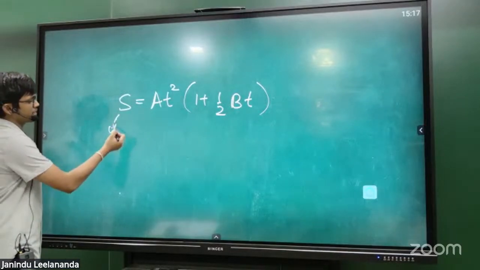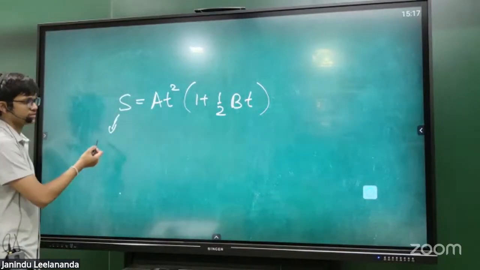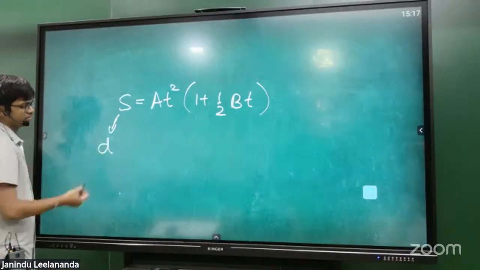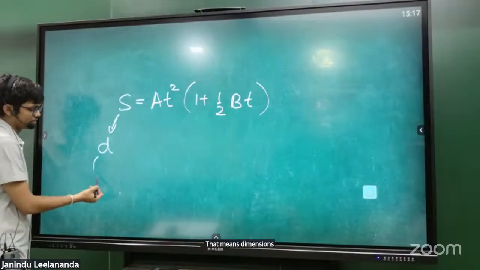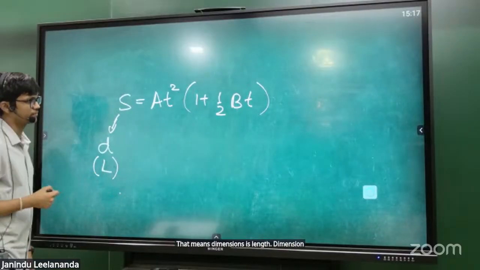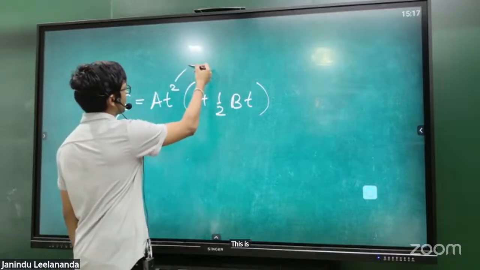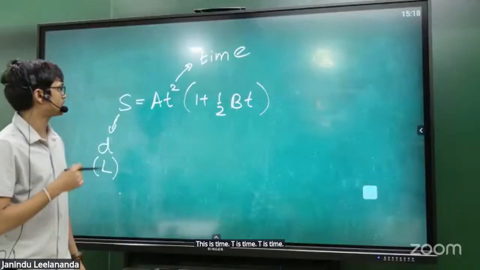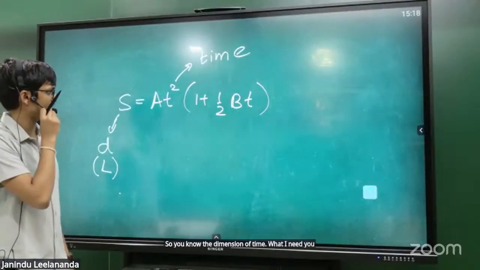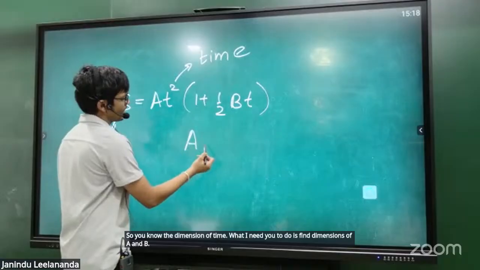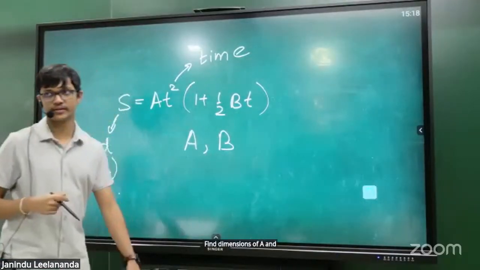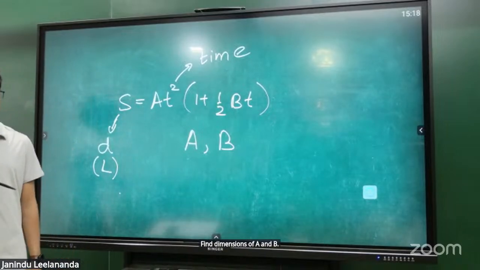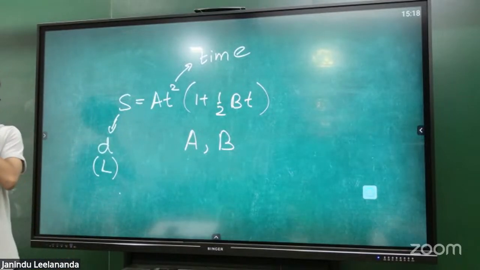This is displacement. Attention. This is displacement. That means the dimension is length. T is time, so you know the dimension of time. What I need you to do is find the dimensions of A and B. Quickly try to get these values.